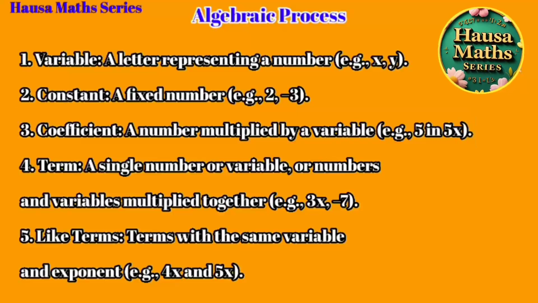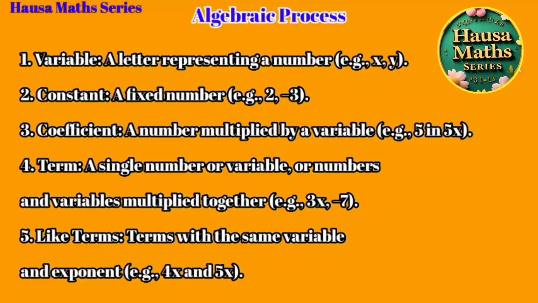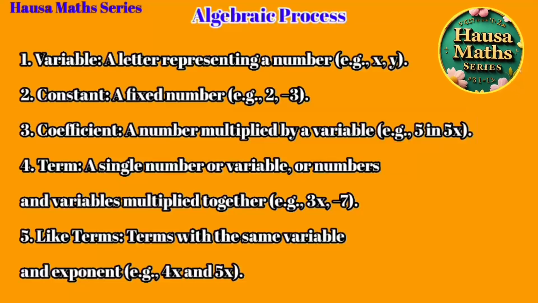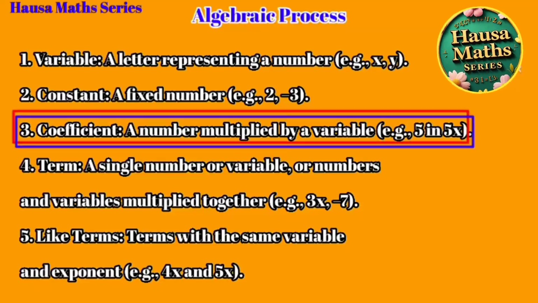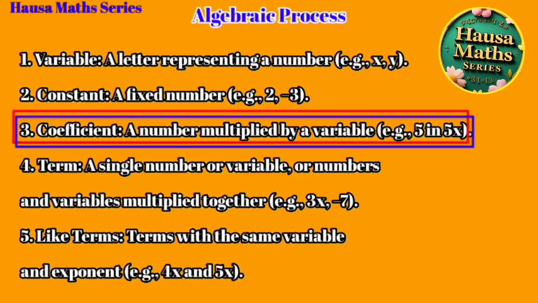Number three, a coefficient is a number multiplied by a variable, e.g. 5 in 5x. It tells how many times we have x, which means we have it 5 times. If it happens 6 times, we have 6x. If it happens 9 times, we have 9x.